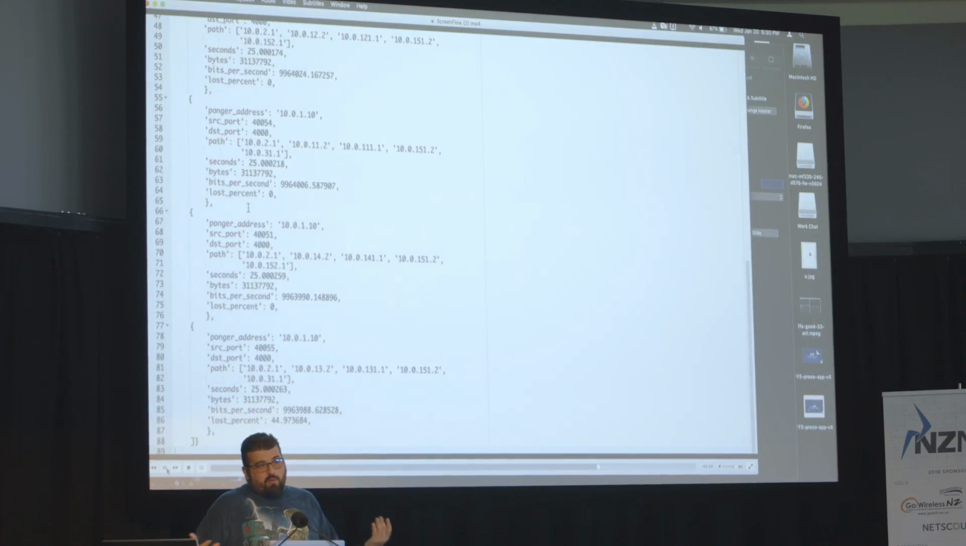Everyone is a pinger and everyone is a ponger, but this could be fine-tuned if you were doing a trial or trying to build this for production purposes. You could fine-tune it to whatever makes sense. For example, this path has a 44% loss, the other one had 16%, and you have others that are essentially clean.